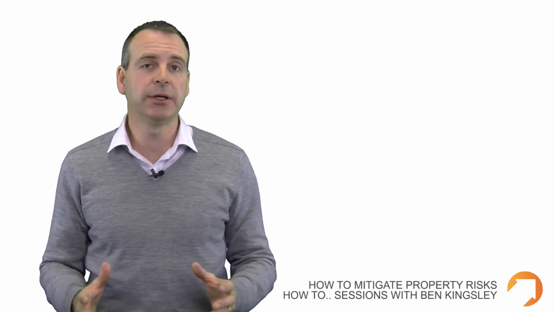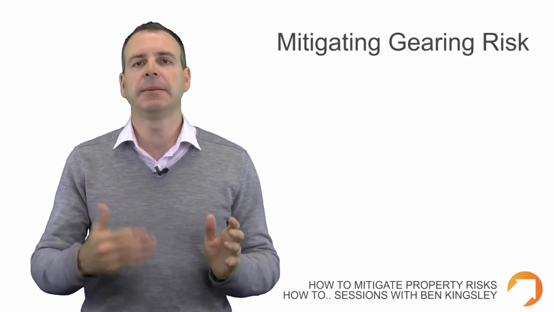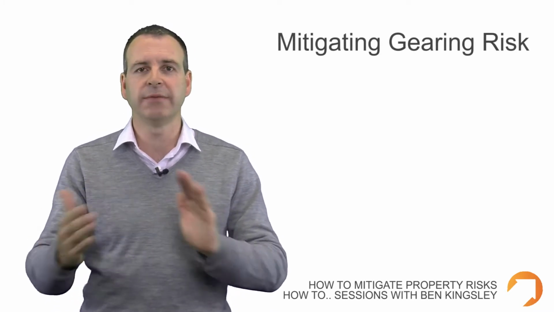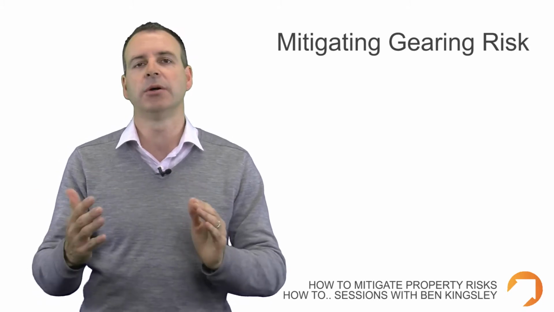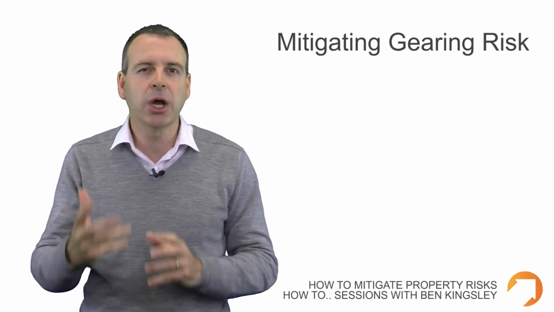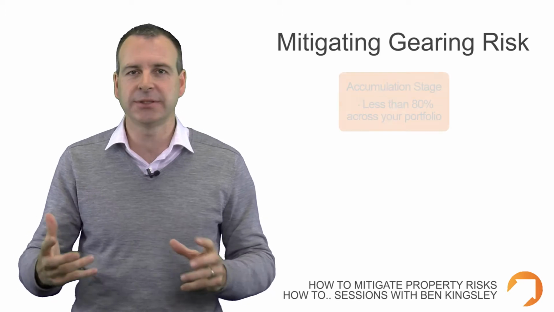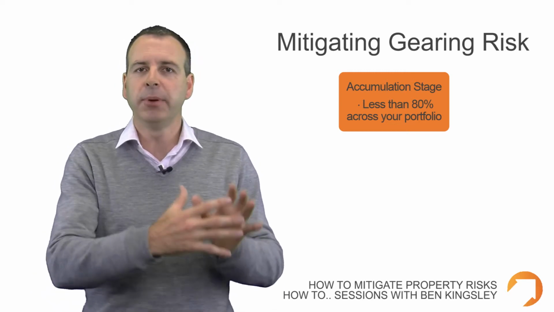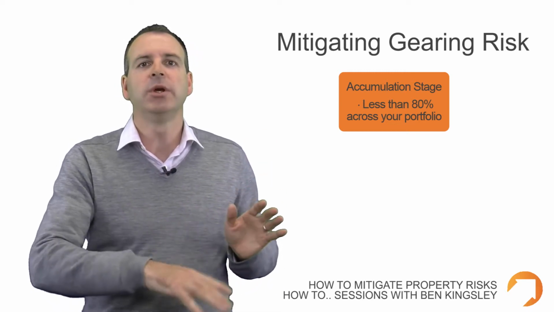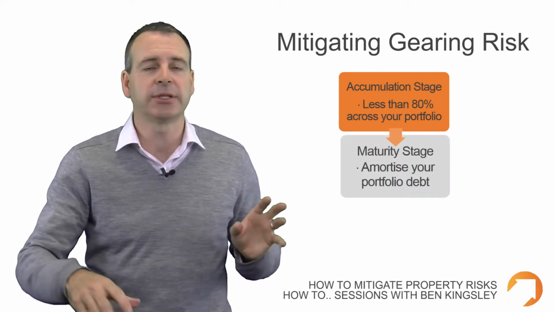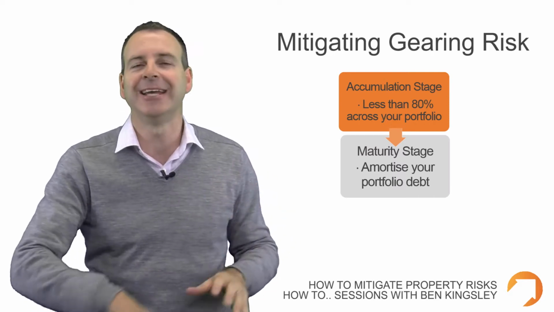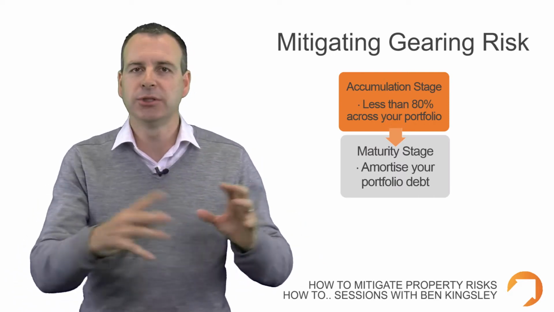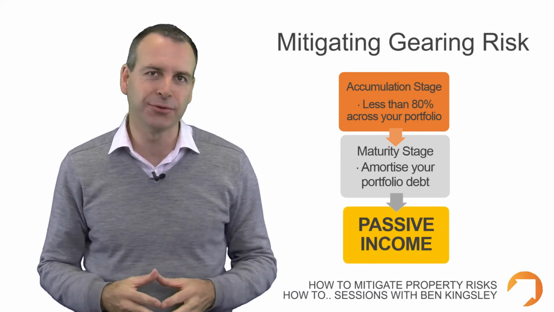In terms of gearing risk, yes, it's going to be important for you to understand what sort of level of gearing that you want to take on. As a rule of thumb, I don't like to go higher than 80% across your portfolio. And that's only in your accumulation stage. As we build up the portfolio of properties, we then certainly want to amortise that risk out, that debt out, I should say, and get rid of that. And once we do that, then it's the passive income that flows from that.